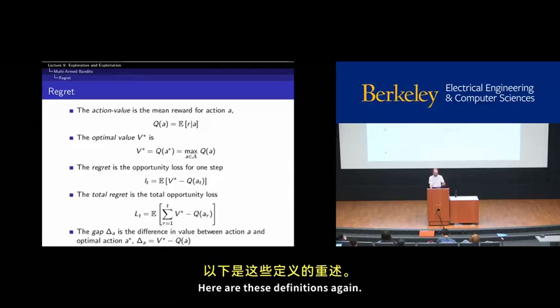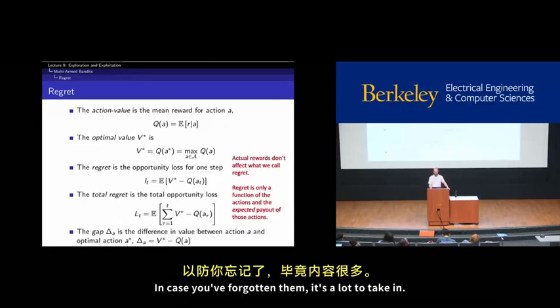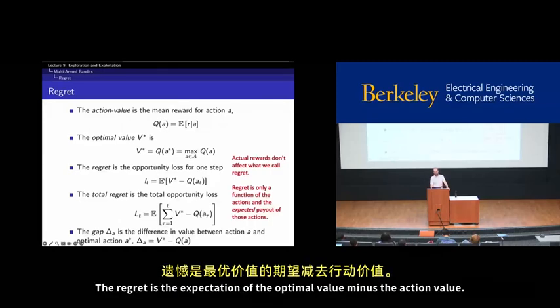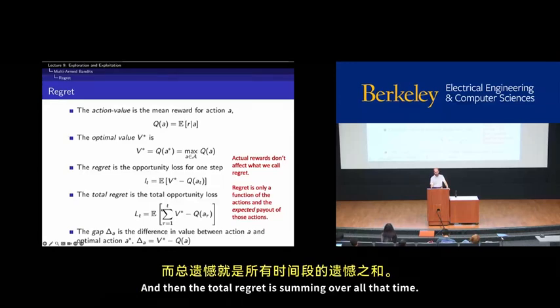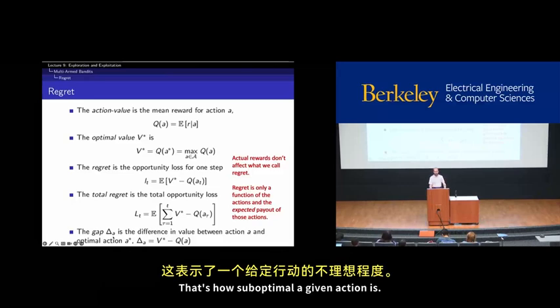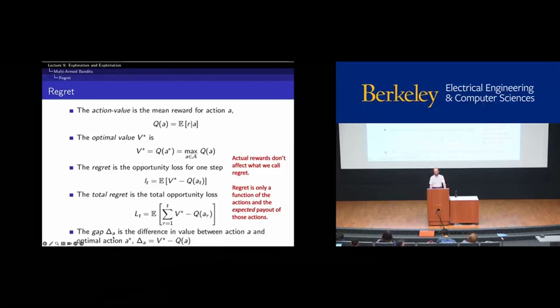Here are these definitions again, in case you've forgotten them. It's kind of a lot to take in. This is the action value. This is the optimal value. The regret is the expectation of the optimal value minus the action value, and then the total regret is summing over all that time. The other term that I defined for you before is the gap, delta A. That's how suboptimal a given action is.